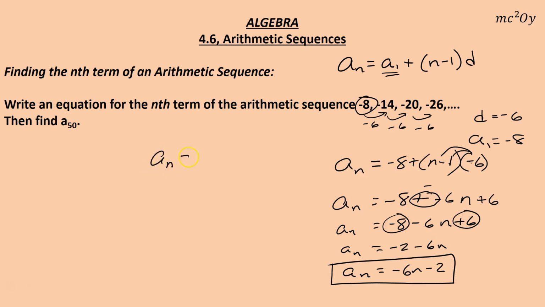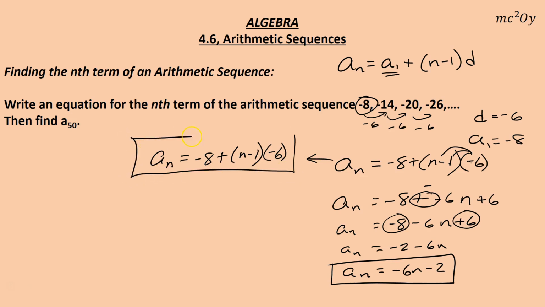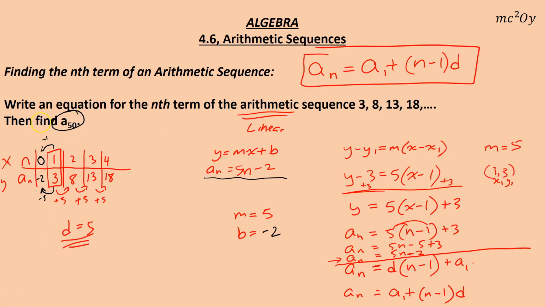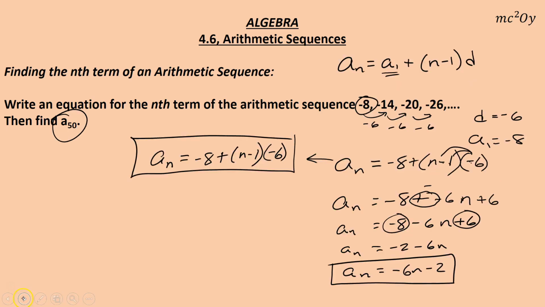Point-slope form was this one right here. Okay. Now, you could just leave it in this form if you want, unless I tell you otherwise. But it does say find a sub 50. And notice this previous one also said find a sub 50. And we didn't do that over here. Okay. So I'm going to use this equation right here, either this one or this one. Since I've already got it in slope-intercept form, this is easier to use.